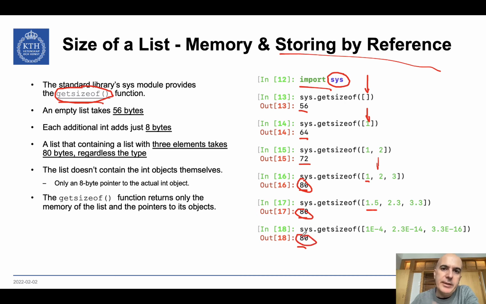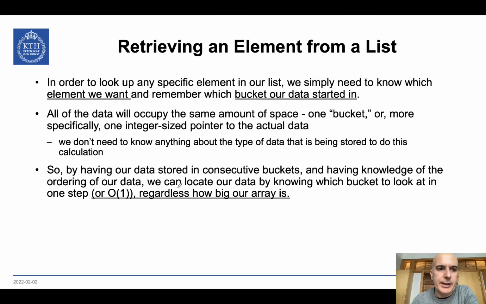Why is that? The reason is that we are storing by reference, and a reference is an integer number of 8 bytes. The most important thing we need to understand is that the list doesn't contain the integer object itself. Instead, it contains an 8 byte pointer to the actual int object. And the getsizeof function returns only the memory of the list and the pointers to the objects, and not the actual data.